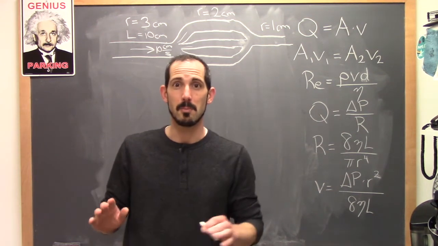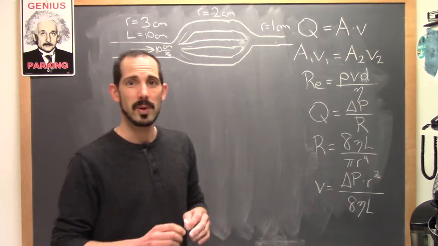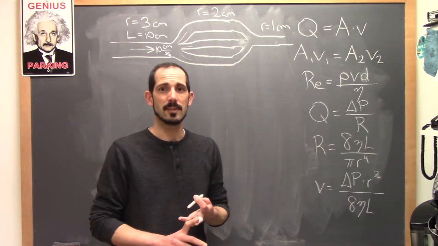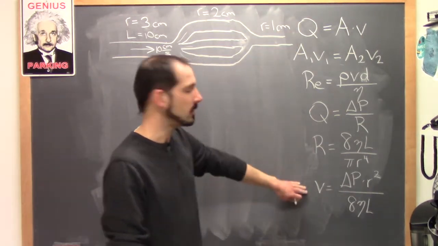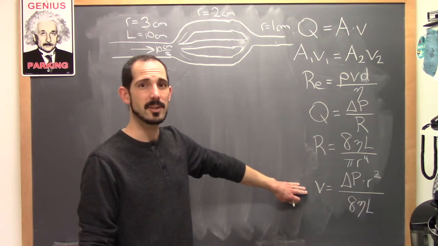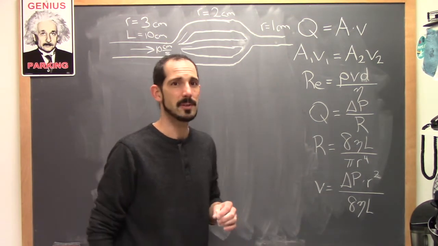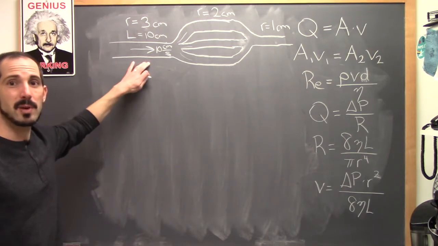Okay, time for some more water flowing fun with the continuity equation and Poiseuille's law. So again, as in the last video, I have all of our equations listed over here to the side to give us some sense of what's going on. Our system now is a branching system.